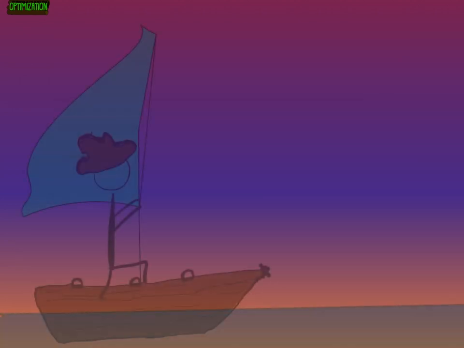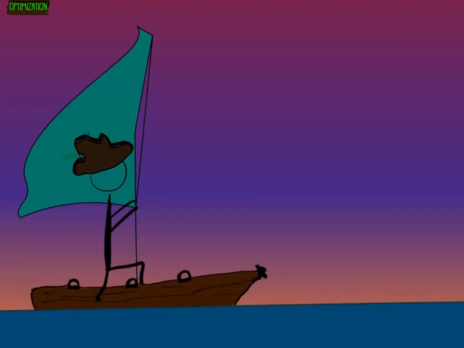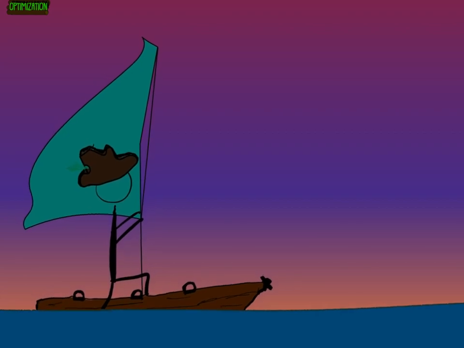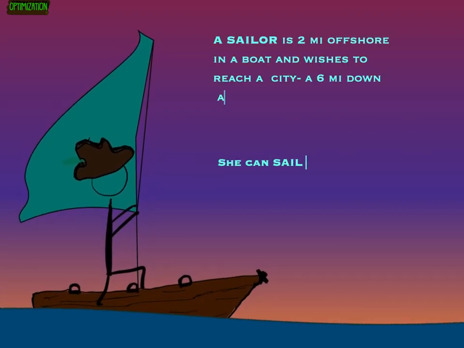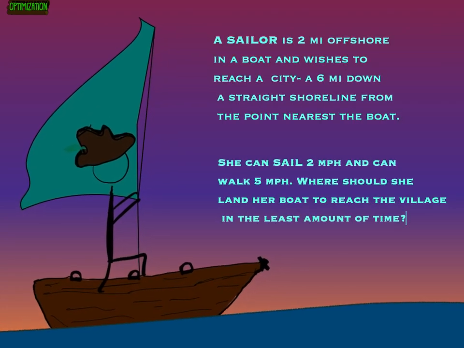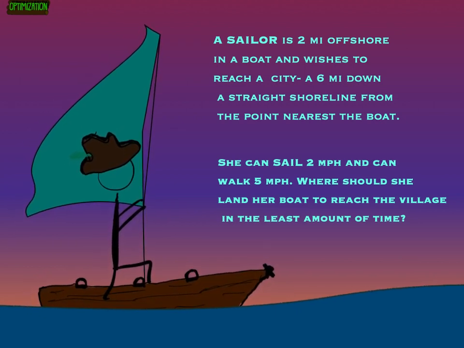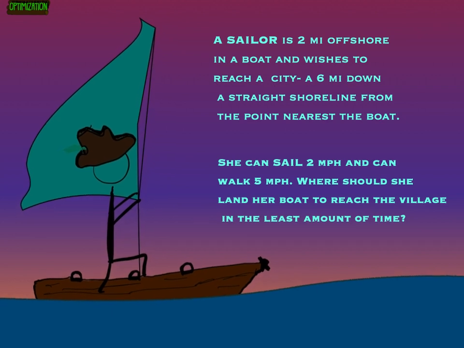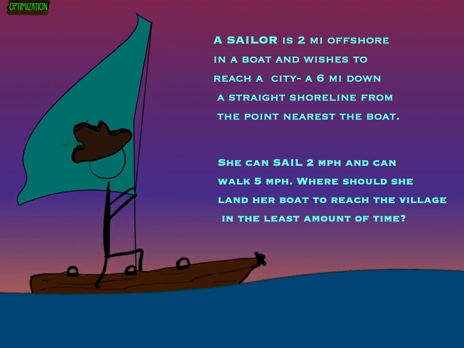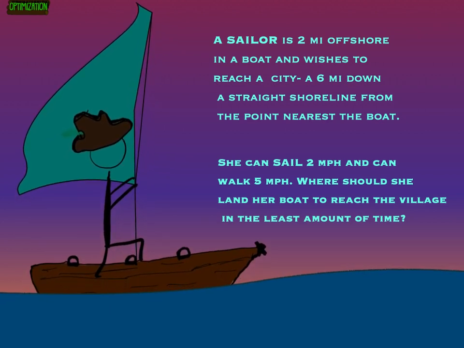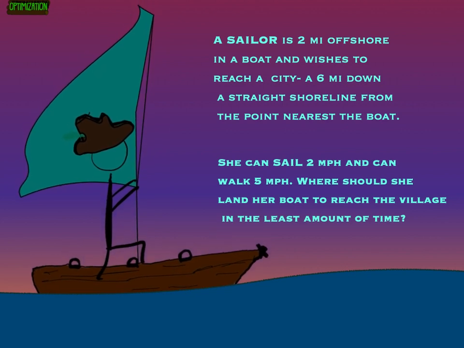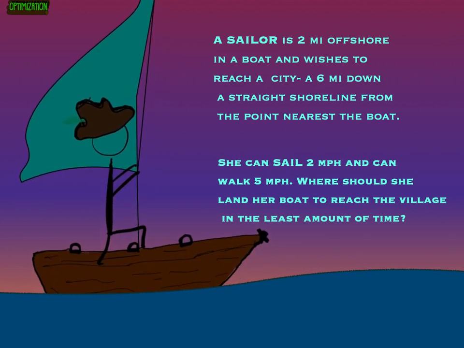The next one is not a typical optimization problem. So a sailor is 2 miles offshore in a boat and wishes to reach a city 6 miles down a straight shoreline from a point nearest the boat. She can sail at 2 miles per hour and can walk 5 miles per hour. Where should she land her boat to reach the village in the least amount of time?